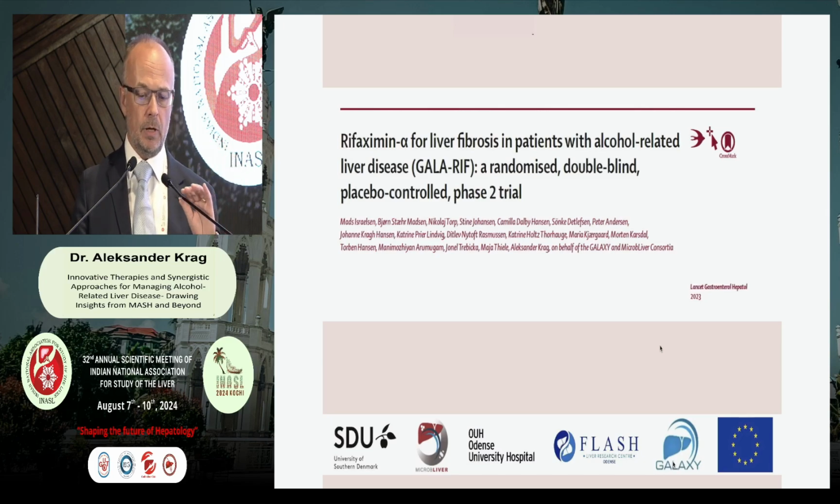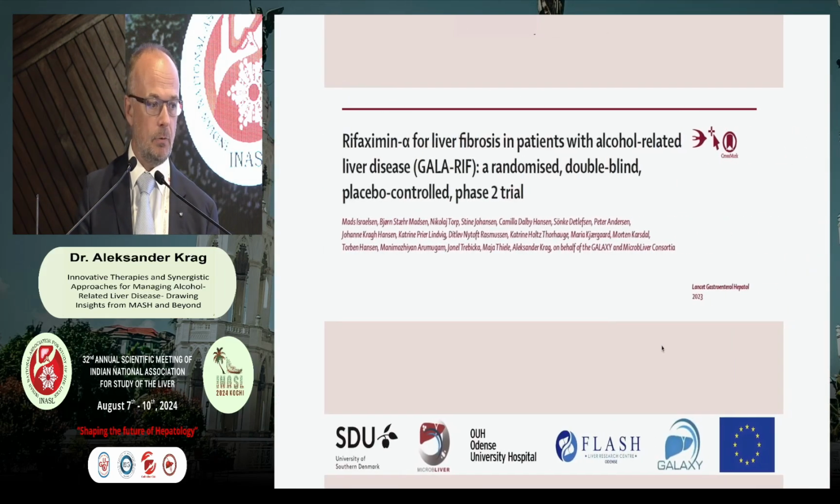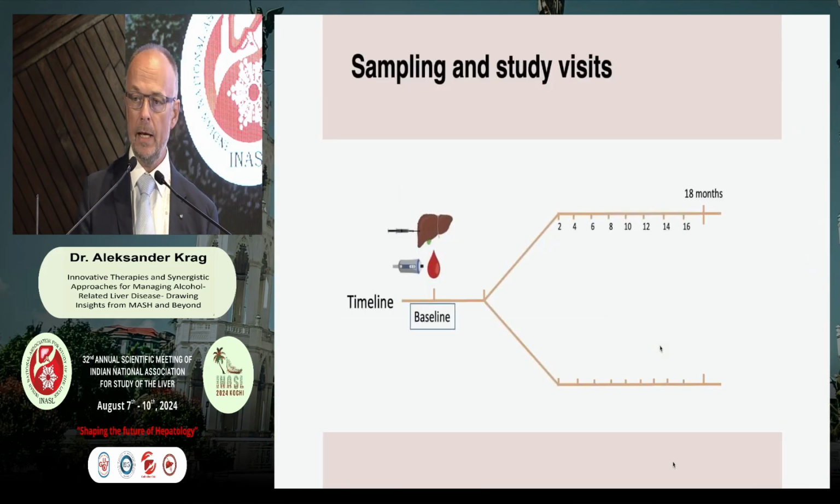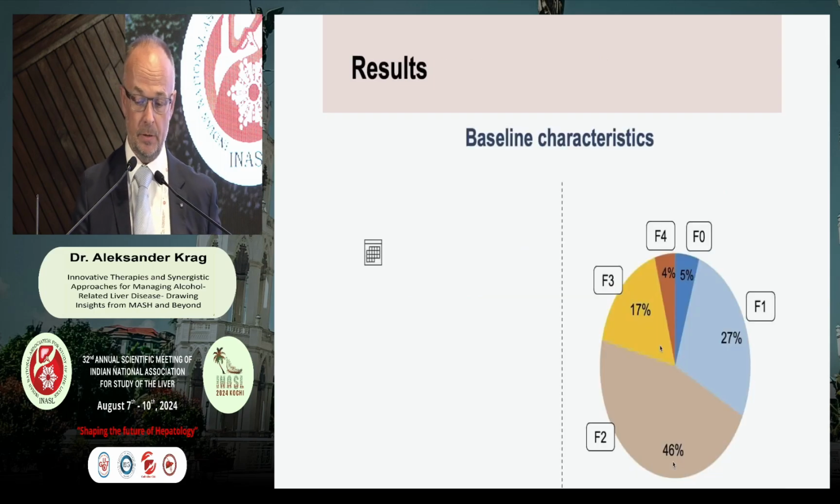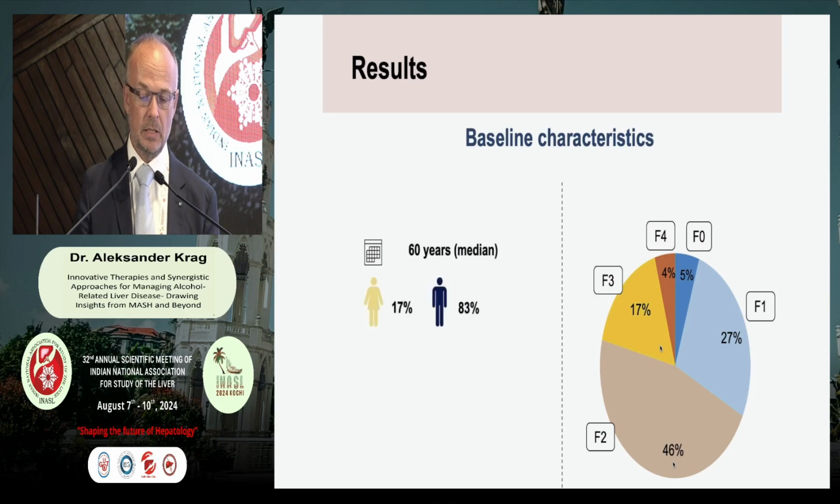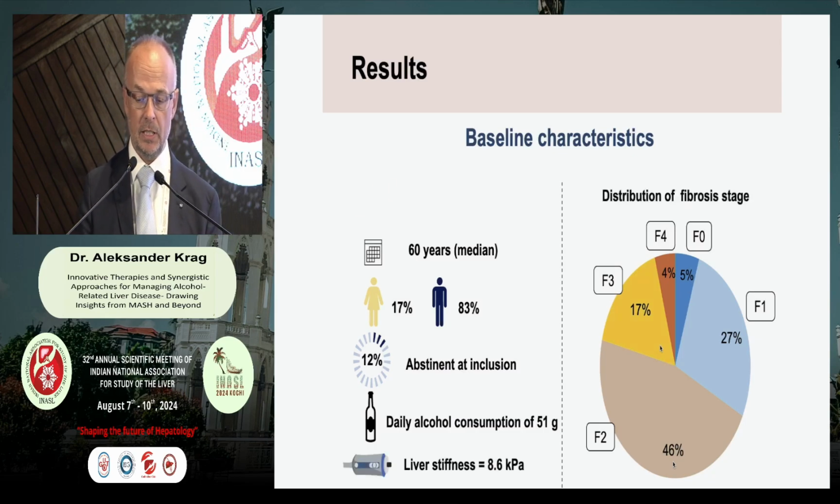So we tried to use rifaximin to intercept the gut-liver axis as a driver of disease. We had 136 patients with fibrosis and randomized them to rifaximin. Then we followed them for 18 months and did another biopsy. They were distributed like this. The majority had F2, F3 fibrosis, were 60 years old, with alcohol consumption of 50 grams a day, which would put them in the ALD group. Average liver stiffness was 8.6, matching the fibrosis.